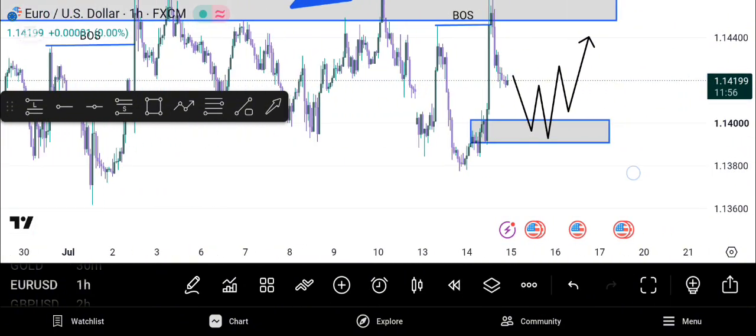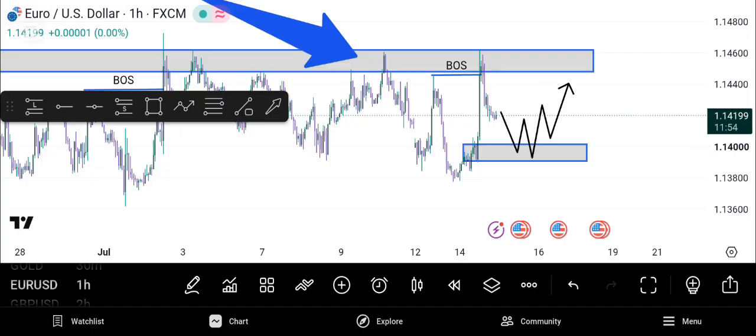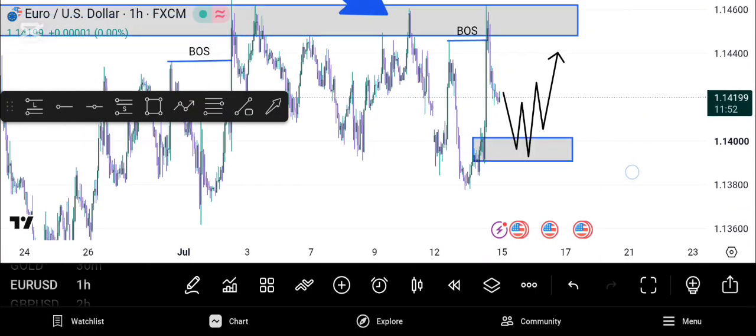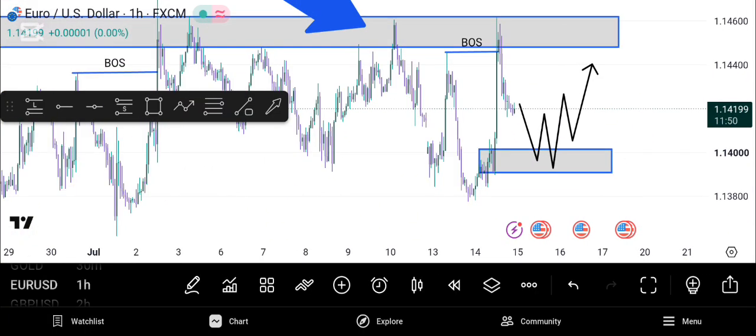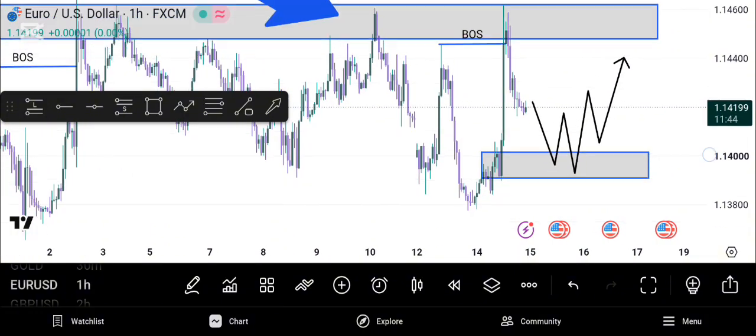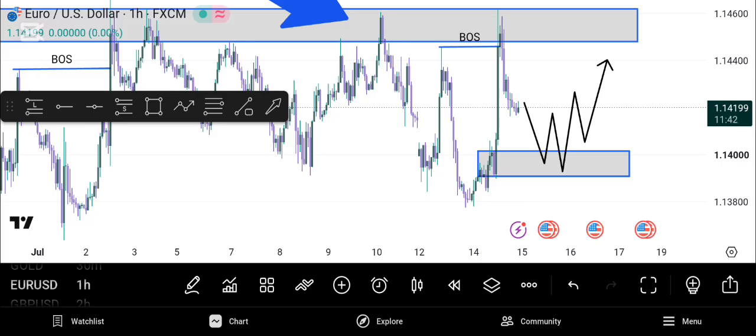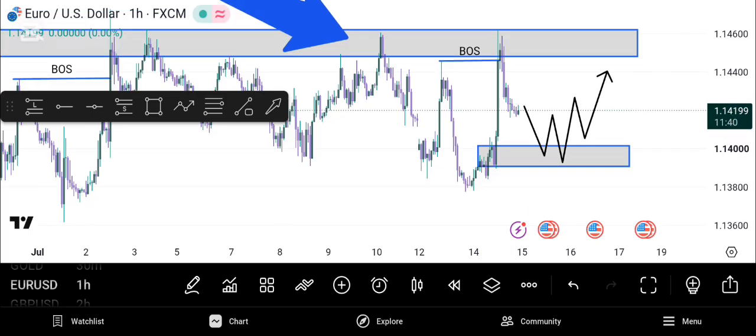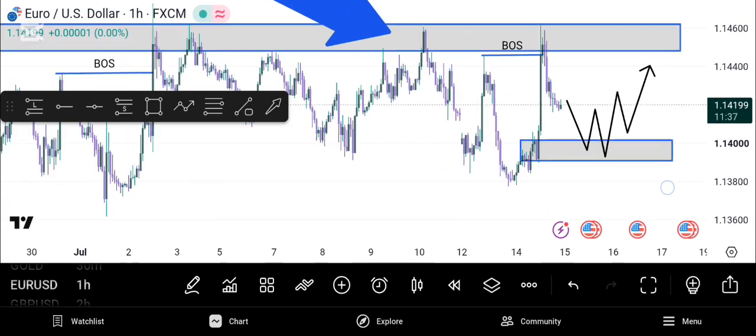We'll simply be waiting for price to play out tomorrow during the London and New York session, for price to open. And yeah, this is basically my analysis on EURUSD.